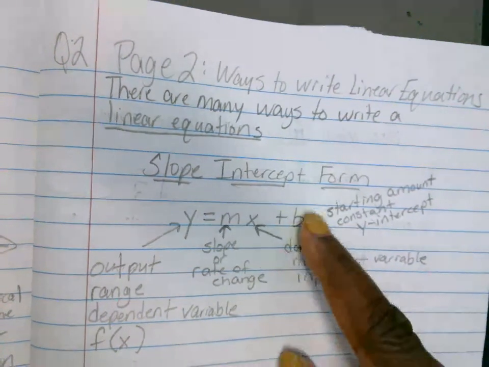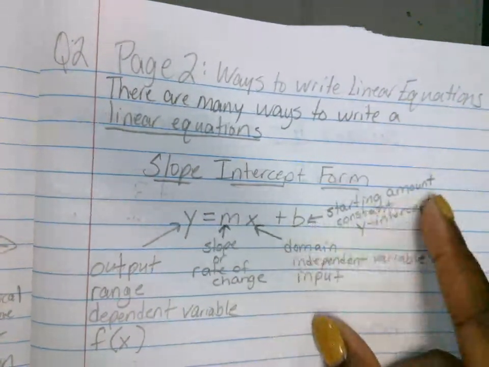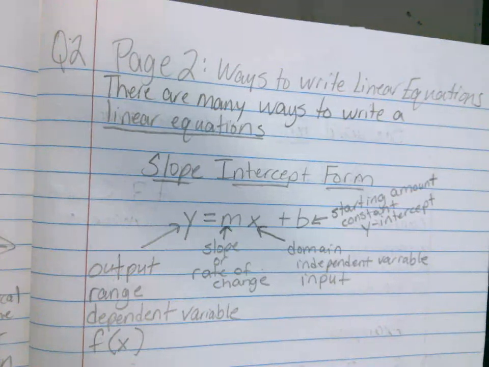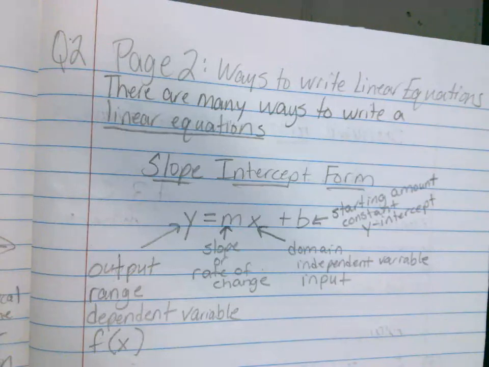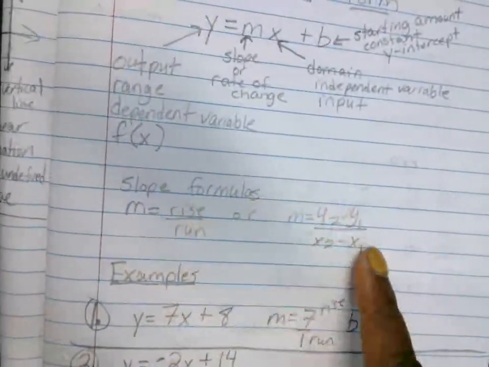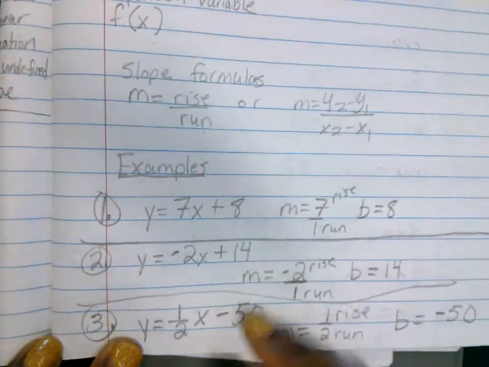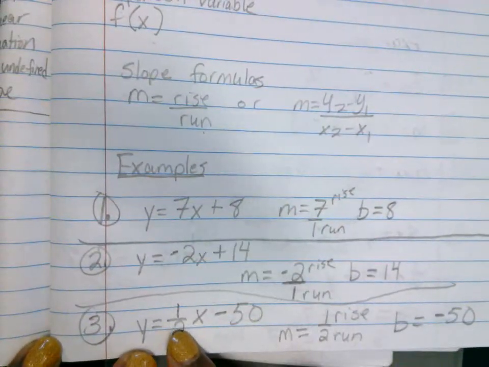Your b is called your starting amount, your y-intercept, or sometimes we say constant. It's a constant because it has no variable attached, and we learned that as one of our first definitions when we were talking about the difference between a numerical and an algebraic expression. We also did the formula for slope, and then some examples of what an equation looks like in slope-intercept form.